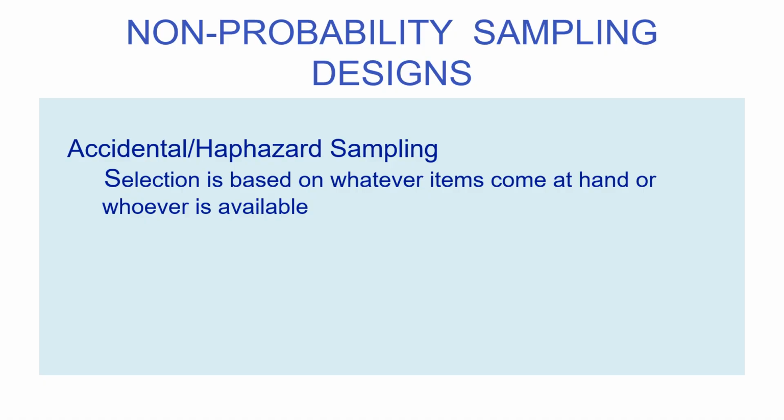In accidental or haphazard sampling, selection is based on whatever items come at hand or whoever is available. This is typified in Vox Pop surveys where each person is asked the same questions and the aim is to get a variety of answers and opinions on any given subject. Or for example, a satisfaction survey regarding emergency room services to be given to the first 100 patients or caregivers who consult or enter the emergency room.